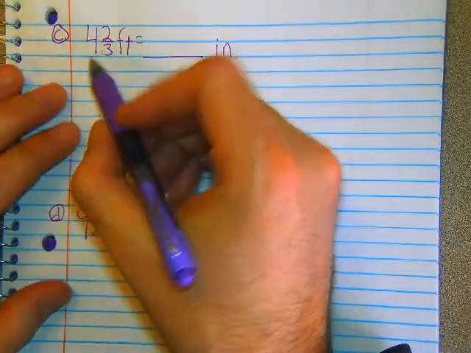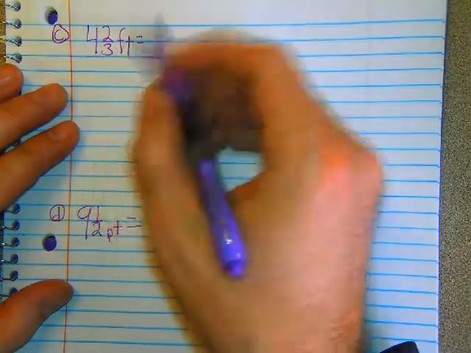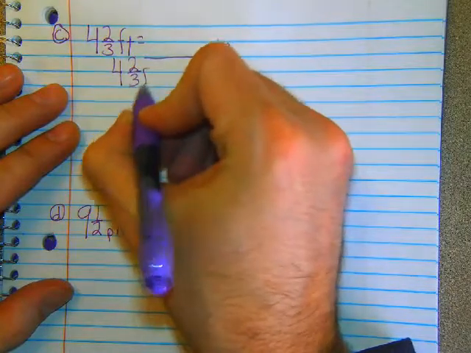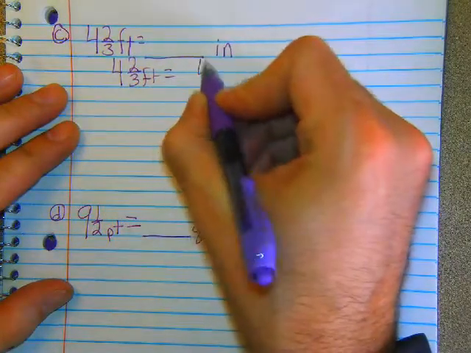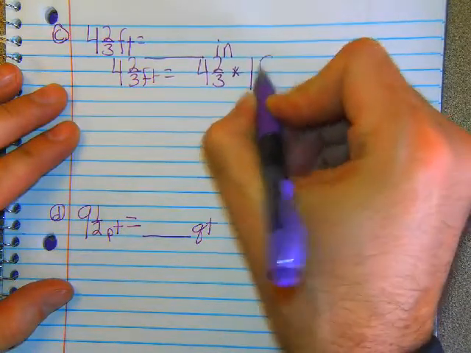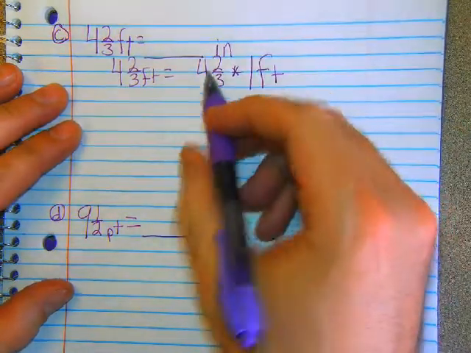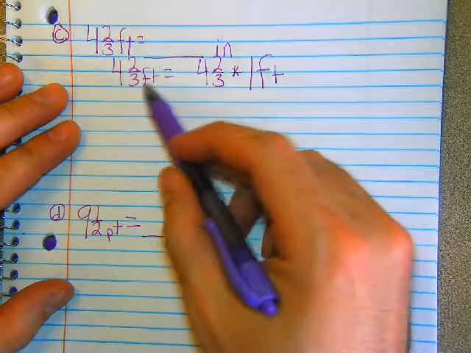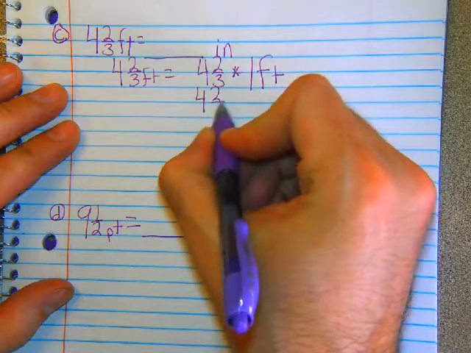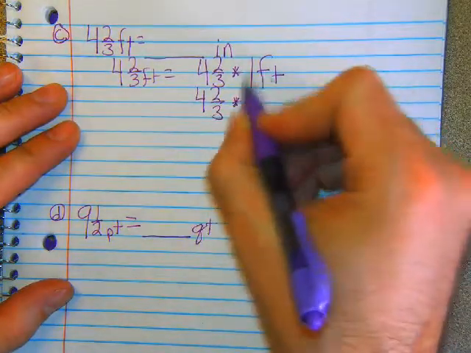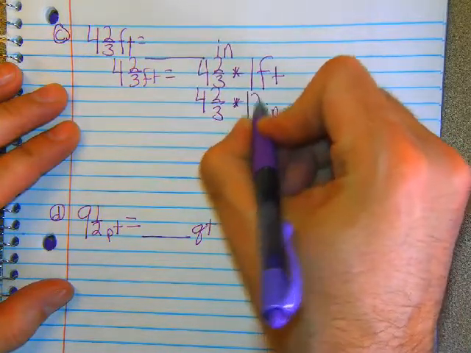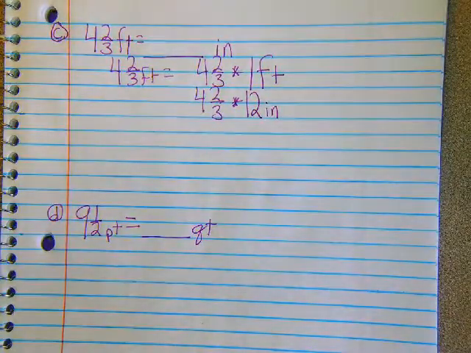The first thing we need to do is break apart our number and our unit. So we are going to say 4 2/3 feet is equal to 4 2/3 times 1 foot. We have broken apart our number and our unit. And what that's going to allow us to do is jump down here and say that 1 foot is equal to, we're turning that into inches, so we're going to say 12 inches.